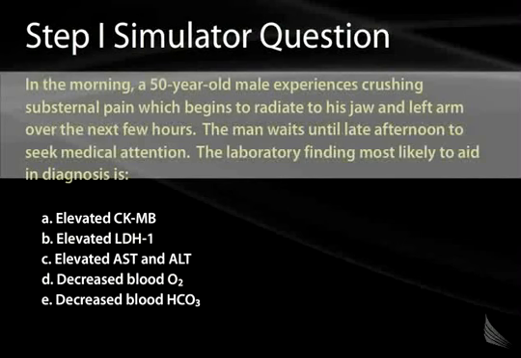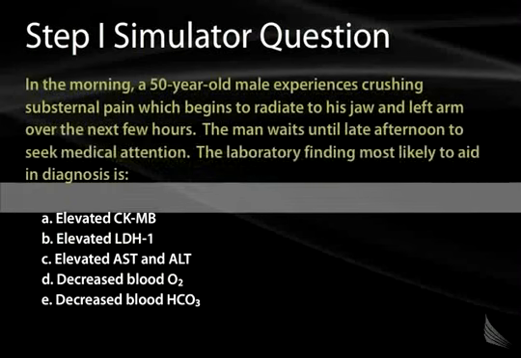In the morning, a 50-year-old male experiences crushing substernal pain, which begins to radiate to his jaw and left arm over the next few hours. The man waits until late afternoon to seek medical attention. The laboratory finding most likely to aid in diagnosis, again, we use CKMB and troponin as our specific enzymes for myocyte death. And so in this circumstance, being several hours, greater than 4 hours after the event, the CKMB is likely to be elevated in this patient.